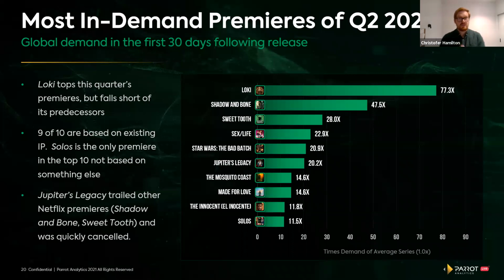And one final thing to call out in this chart, Jupiter's Legacy. If you look at that, that was the 6th most in-demand digital original premiere this quarter, just over 20 times the average series demand in its first 30 days. That trailed some of the other Netflix premieres, so Shadow and Bone, Sweet Tooth, Sex Life all came out ahead of it. Important to note, I think Shadow and Bone, Sweet Tooth, and Sex Life all were renewed for their season 2. Jupiter's Legacy was pretty quickly canceled. So I think we see it disappointing there and not getting renewal as a result.